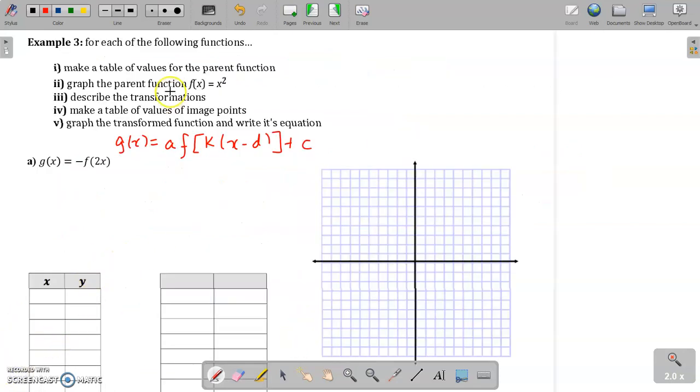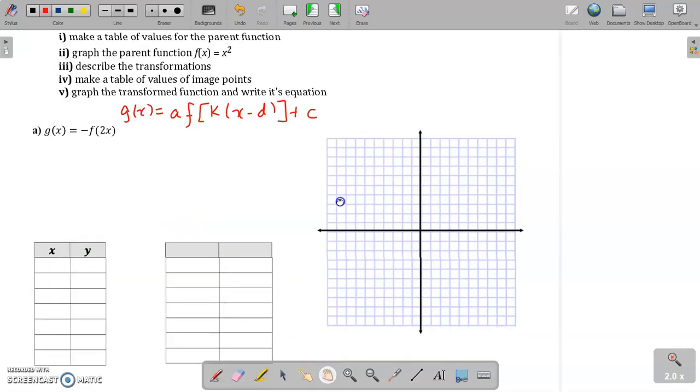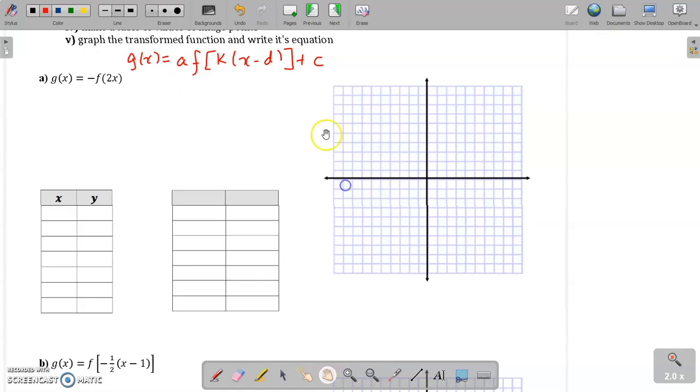All right, now for each of these, you're asked to make a table of values for the parent function, which is f of x equals x squared. Graph the parent function, describe the transformation like we did in the previous question, make a table of values for the image points, and then graph the transformed function and write its equation. So a few things. And again, I wrote the general transformed function here. So we can see here when this is negative, that means we're reflecting through the x-axis. So our a value is -1.